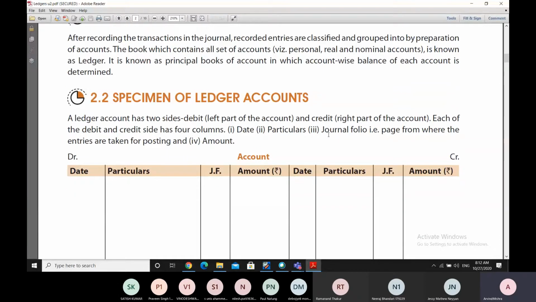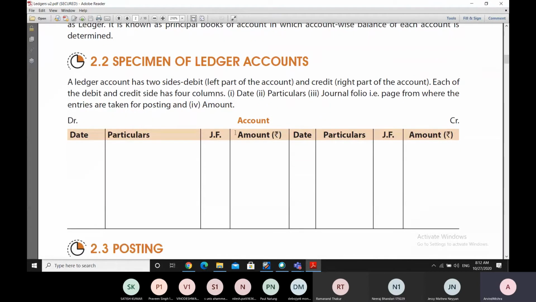Now all the accounts in the ledger have two sides. One is the debit side, debit means left side, and the other is the credit side. So credit side is the right side of the account. Now the debit side has four columns: date, particulars, journal folio, and amount.